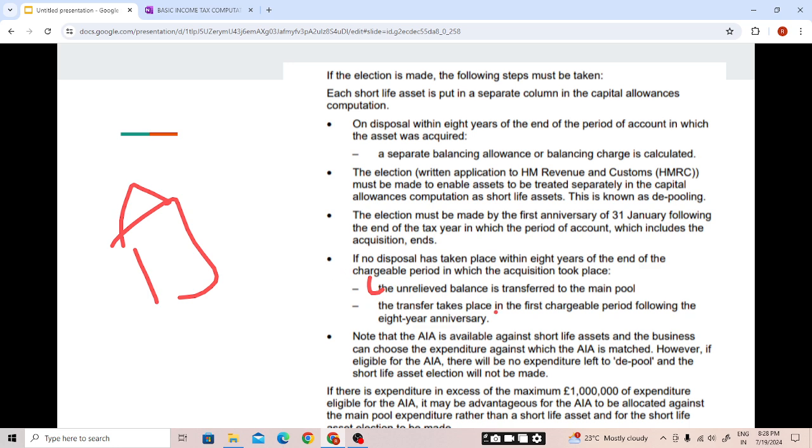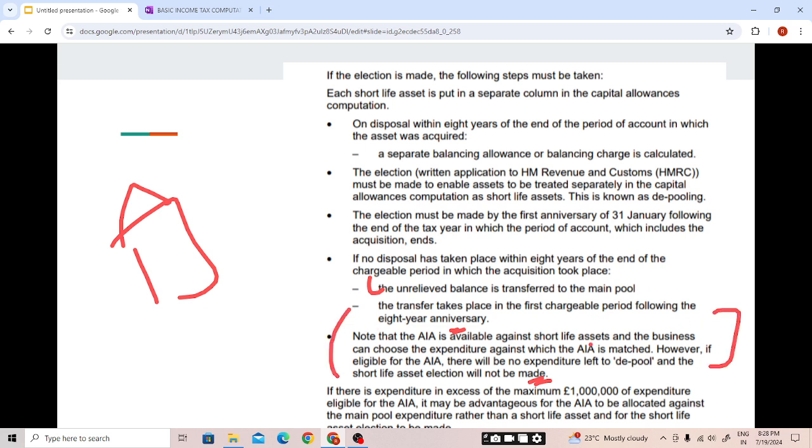The transfer takes place in the first chargeable period following the 8th year anniversary. After 8 years, it will be transferred. Note that the AIA is available against short life assets and the business can choose the expenditure against which the AIA is matched. However, if eligible for the AIA, there will be no expenditure left to depool and the short life asset election will not be made.